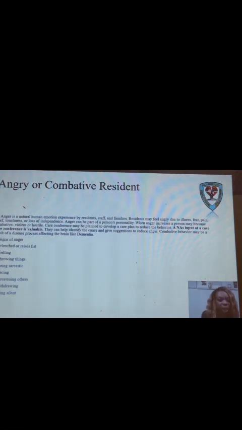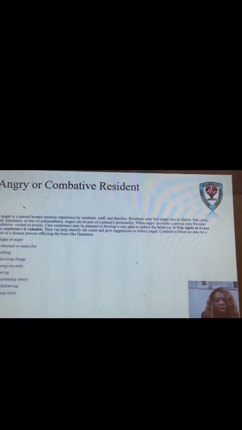Your angry or combative resident: anger is a normal human emotion, and it is a normal experience for the resident, for staff, and families. Residents may feel angry due to illness, fear, pain, grief, loneliness, or loss of independence. Anger can be part of a resident's personality. When anger increases, a person may become combative or violent or hostile. At that point, a care conference may be planned to develop a care plan to reduce this type of behavior from the resident in the long-term care facility.